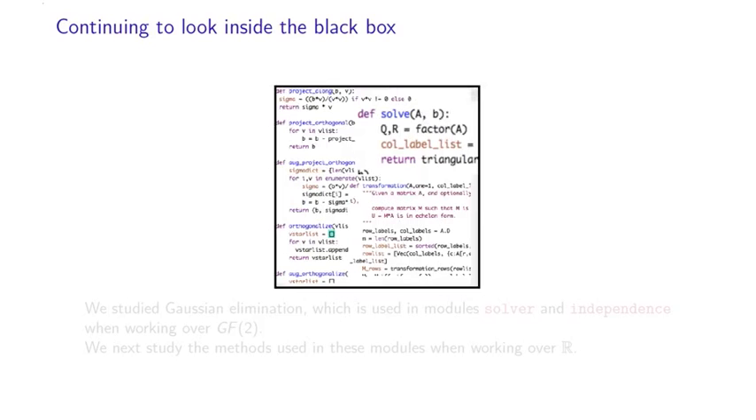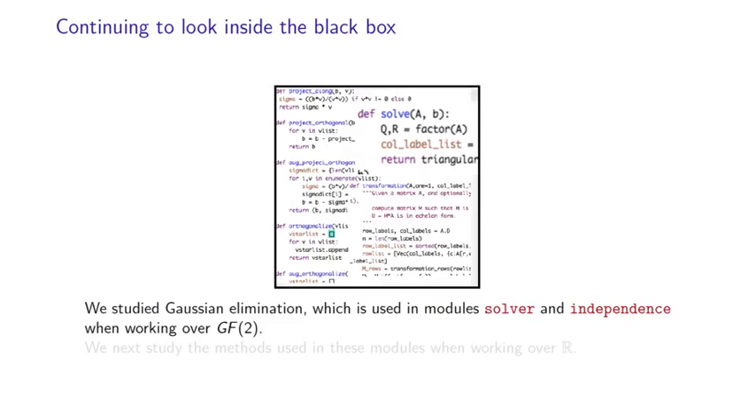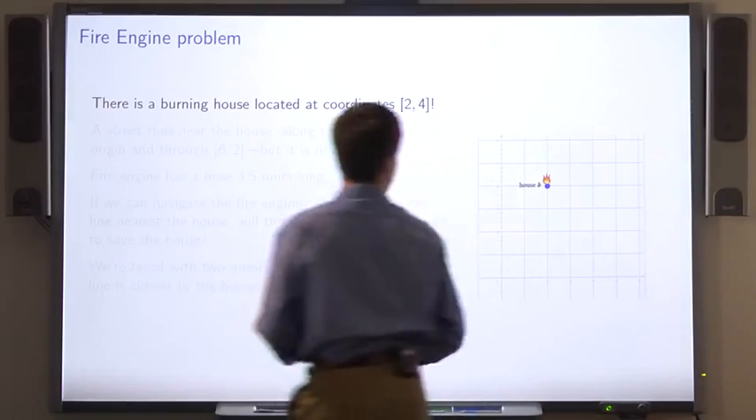We continue to look inside the formerly black box. We studied Gaussian elimination, which is used in the modules solver and independence when working over GF2, and we'll next study the methods used in these same modules when working over the real numbers.